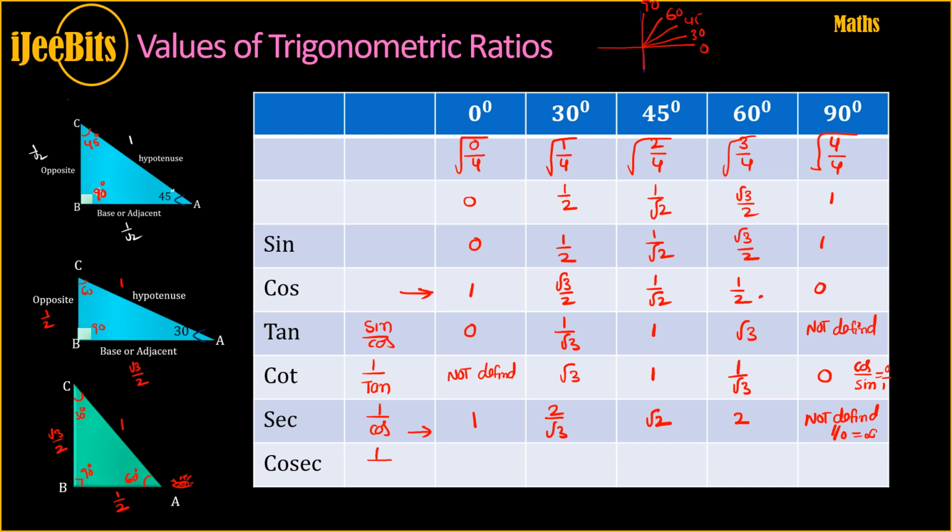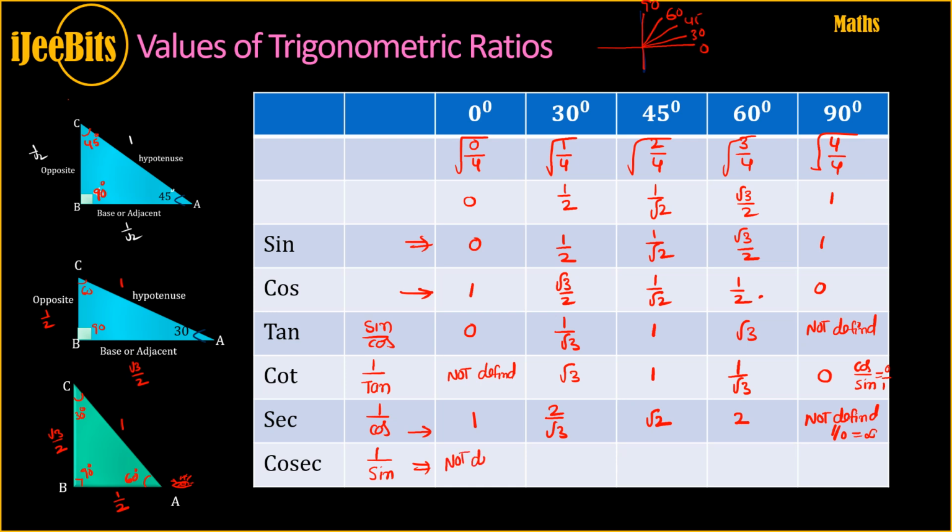Now cosecant. Cosecant means 1 by sine, the reciprocal of sine. So you can take the sine values here and put their reciprocals here. 0 by 1 is how much? 0, or rather, 1 by 0 is not defined.